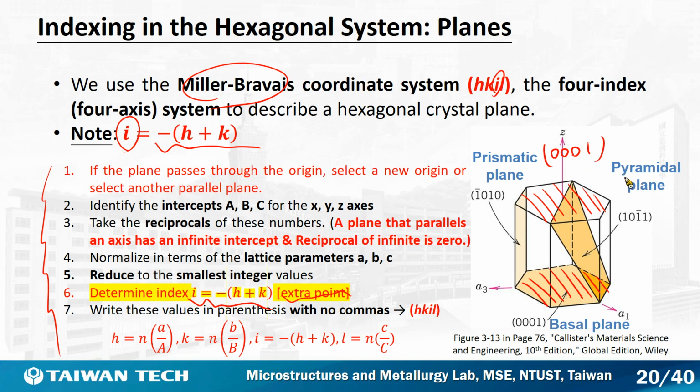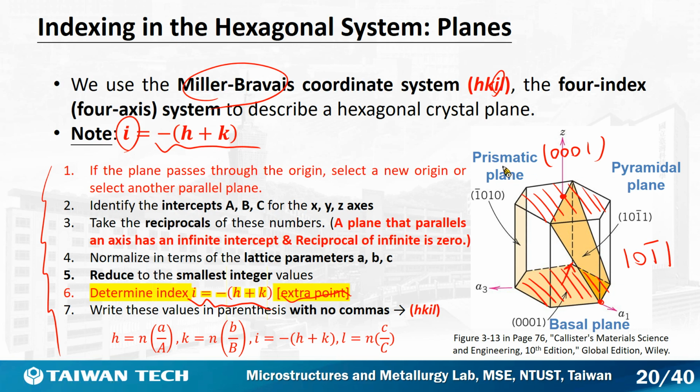Okay, and this is what we call pyramidal plane. So intercepts with A1 will be 1. Intersections with A2 actually should be here. No interceptions, so zeros. And for this one, this is I, right? I equals minus H plus K, so minus 1. For Z, this one should be 1.